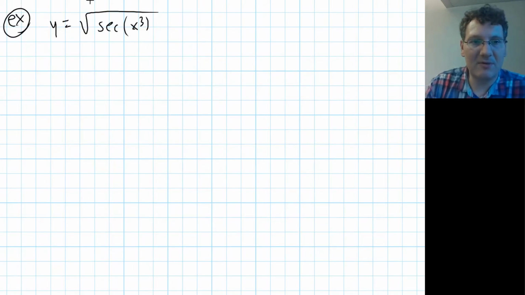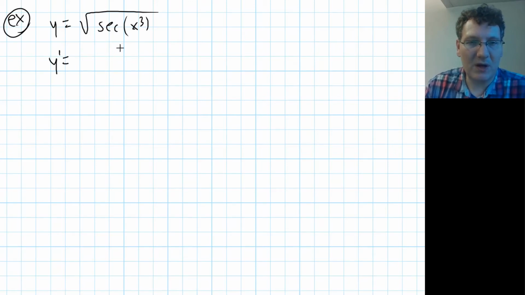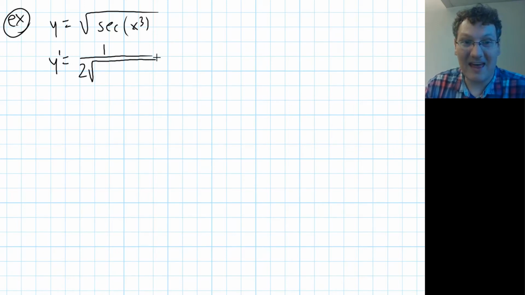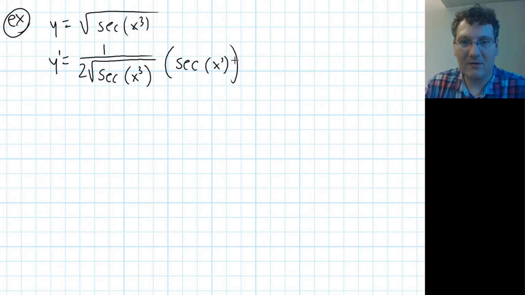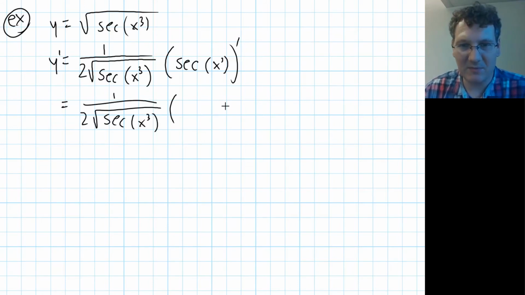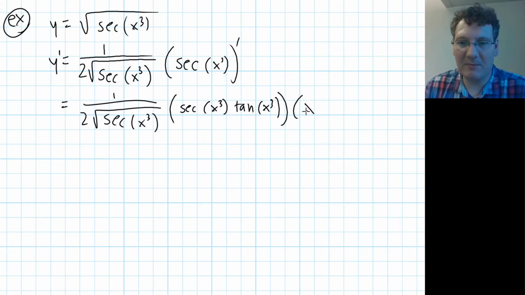Here's another multi-layered example. Y equals the square root of the secant of x to the third. So the first layer is the square root function. And remember, the derivative of that is 1 over 2 times the square root of that thing that was inside it, which is the secant of x to the third. I'm going to multiply this by the derivative of secant of x to the third. Do you remember the derivative of the secant? The derivative of secant of something is the secant of that thing times the tangent of that thing. But we don't stop there, because we have to multiply it by the derivative of x to the third.